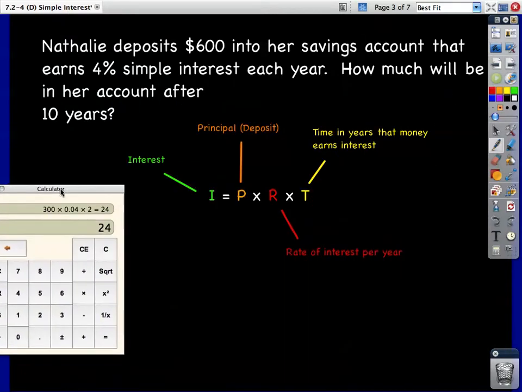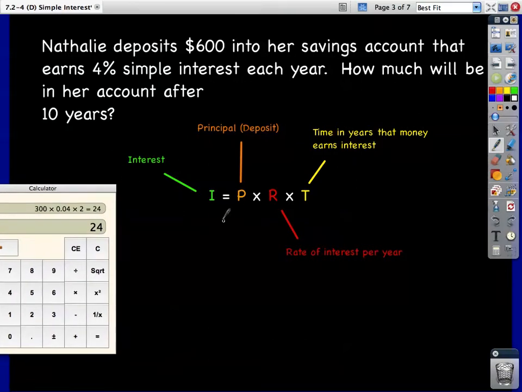Okay, Natalie deposits $600 into her savings account that earns 4% simple interest each year. How much will be in her account after 10 years? All right, that's a great question. So to figure that out, we need to figure out how much interest she's going to make. So she deposited $600, so that's my P number here. The interest rate was 4%, so I'm going to turn that into a decimal, and it was for 10 years.